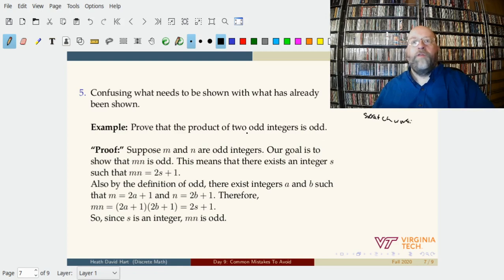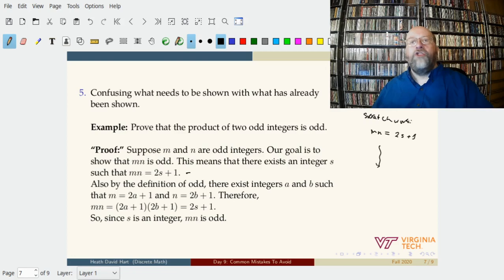So if we want to prove that the product of two odd integers is odd, we might want to start from the product, that the product of these two integers, m times n, is something that we can write in the form 2s plus 1, for example. And then we might work our way back and figure out a way to prove this. And then in the proof we write, suppose m and n are odd integers. And our goal is to prove that mn is odd, which means there is an integer s such that mn is equal to 2s plus 1.